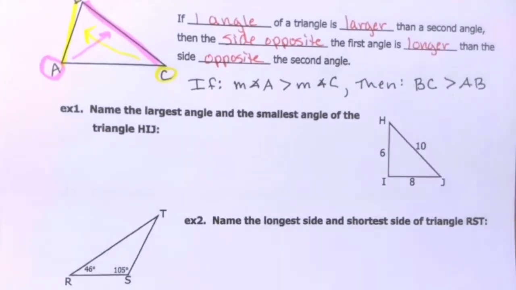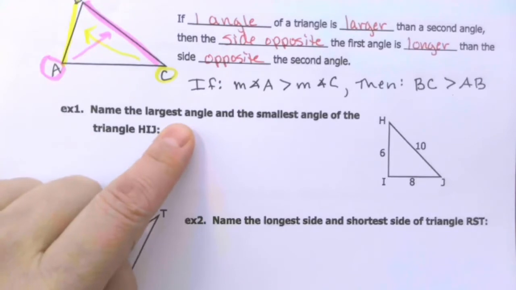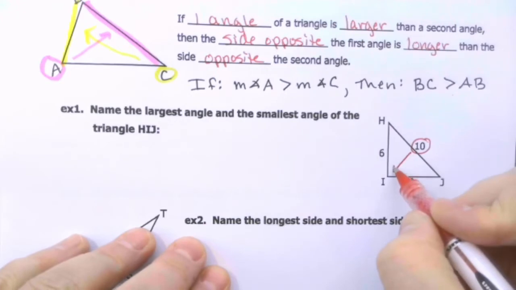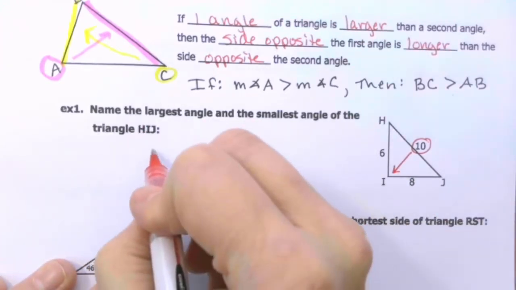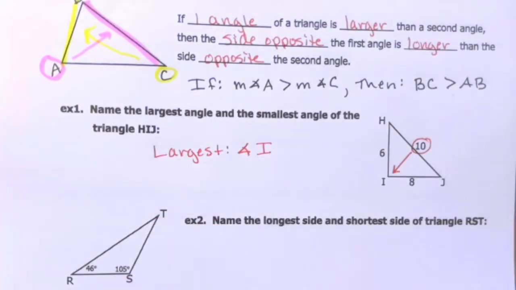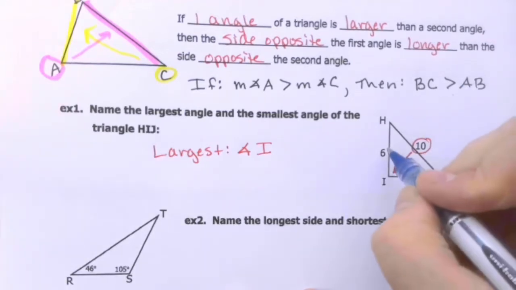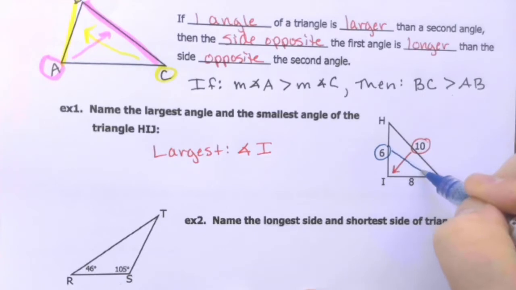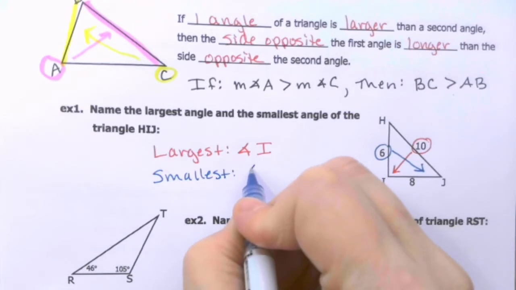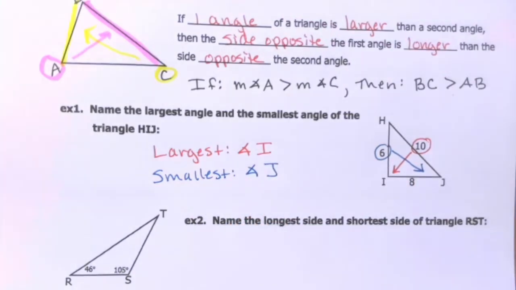So example 1, name the largest angle and the smallest angle of the triangle. Okay, so the largest angle is going to be opposite the longest side. 10 is the longest side, so I is going to be the largest angle. So the largest is angle I. Now the smallest angle will be opposite the smallest side. The smallest side is 6, so the smallest angle is going to be J. So the smallest is angle J. Pretty simple.